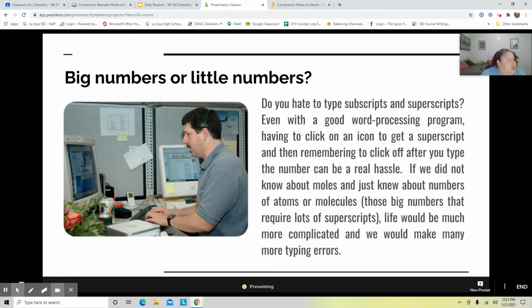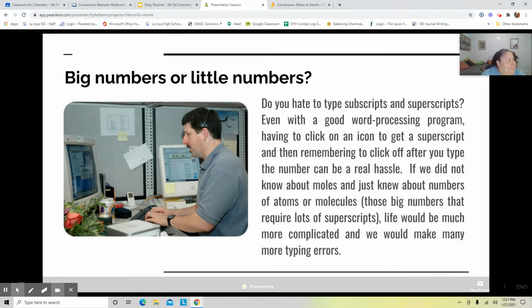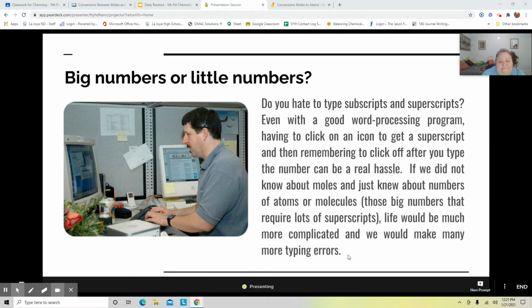All right, so who's going to help me with the introduction? Do you hate to type subscripts and superscripts, even when they go with the same program, having to click on an icon to get the superscript? I don't want those big numbers that require a lot of superscripts, that would be much more complicated and make for typing errors.